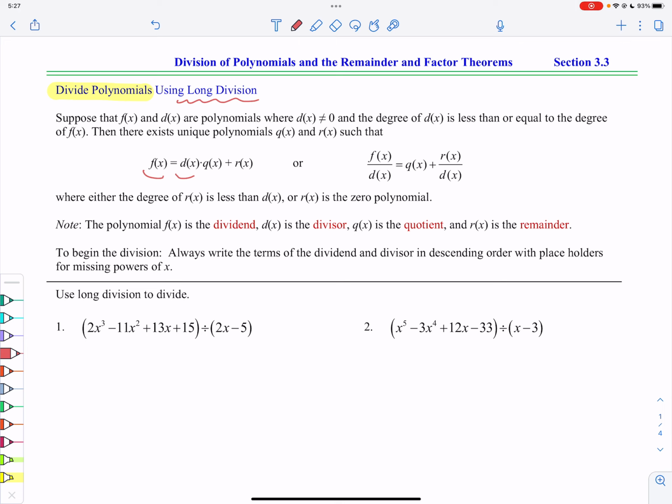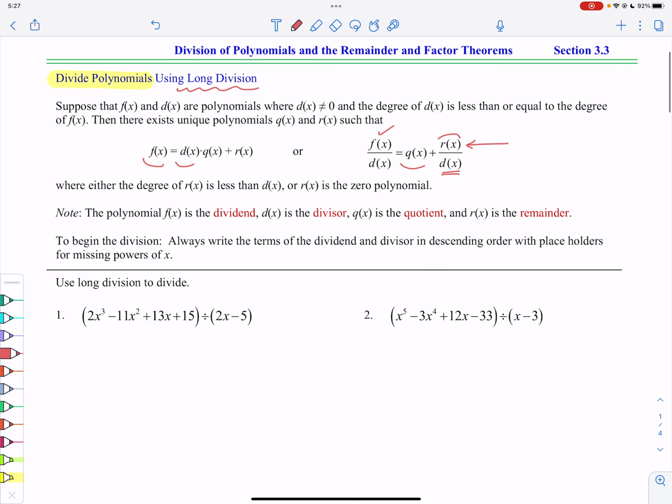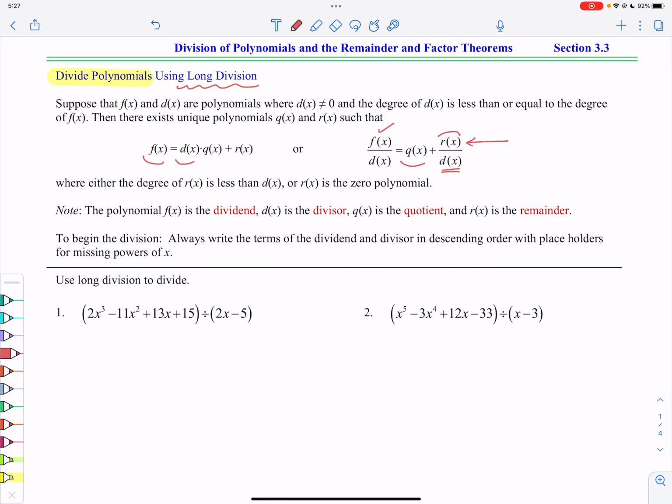That is because you are dividing f of x by d of x, and you can see that here. And when we take f of x and divide it by d of x, we are going to come up with another polynomial that is unique and also a remainder that is unique. And we will be placing that remainder over the divisor d of x, okay? So the degree of r of x, which is the remainder, is always going to be less than that divisor, or the remainder is the 0 polynomial, and we can have a remainder of 0.